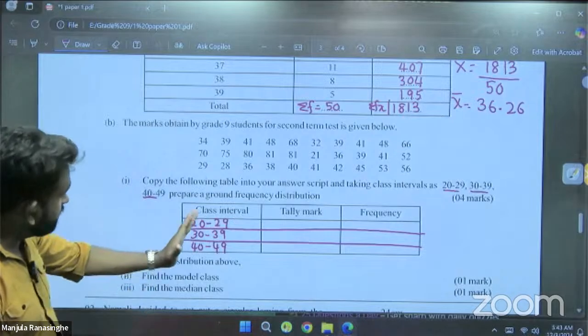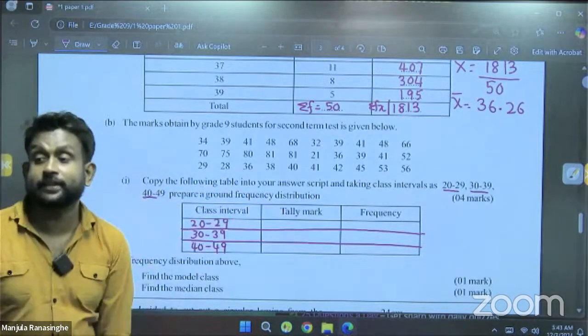How to take the 20 to 29 range, how many data are there?